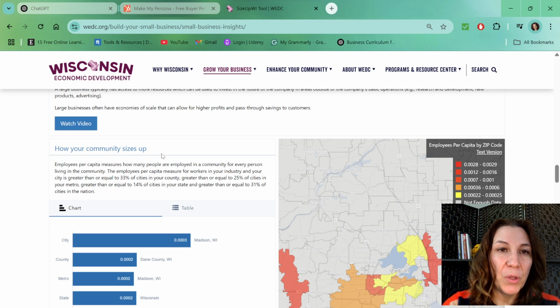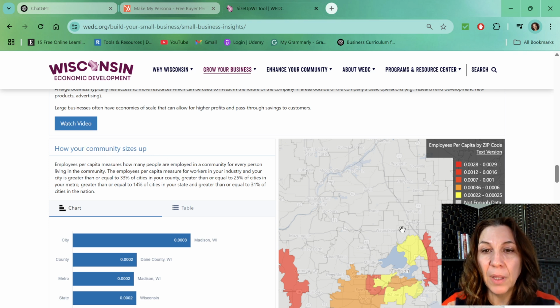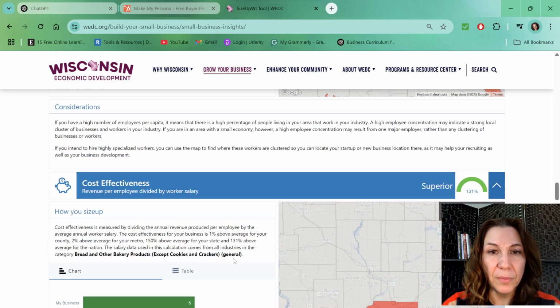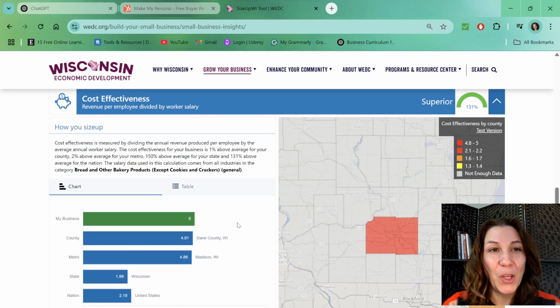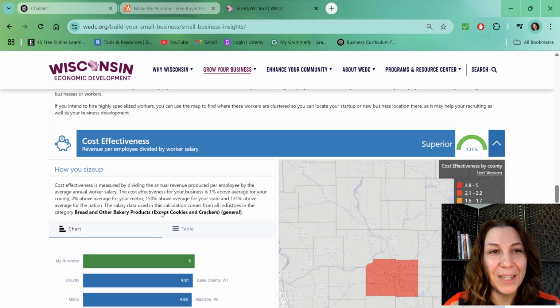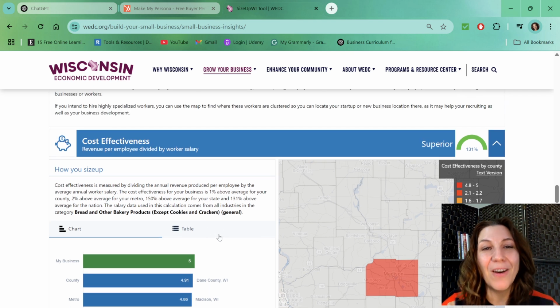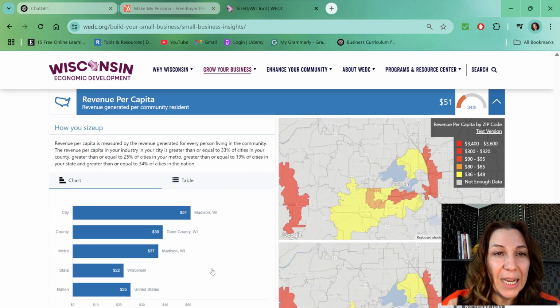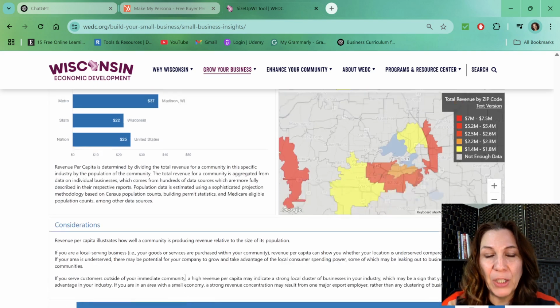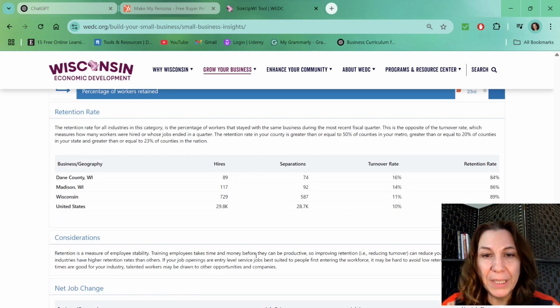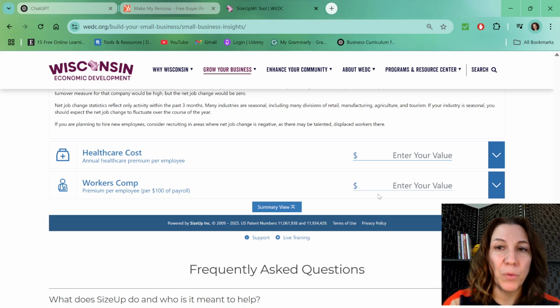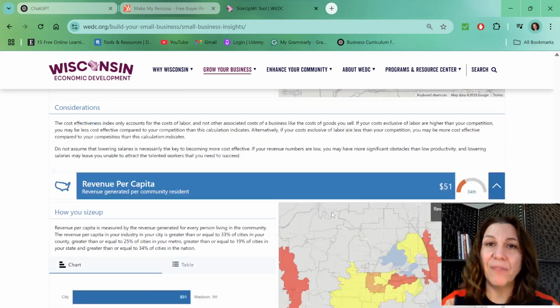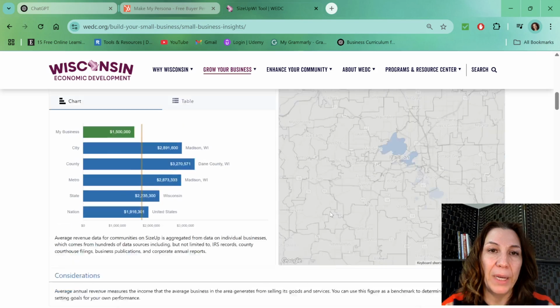Here it gives you your community size per zip code, and it gives you your cost effectiveness. Of course, it is how many employees you have compared to the top revenue. So we are very efficient, as you can see. And here you can look at some additional data: local retention, even health insurance, worker compensation. So you can dive deep down into how your business compares to anyone else.